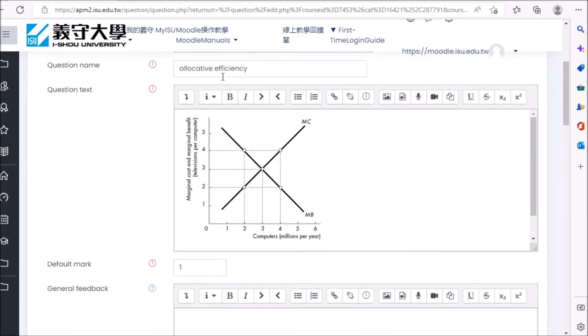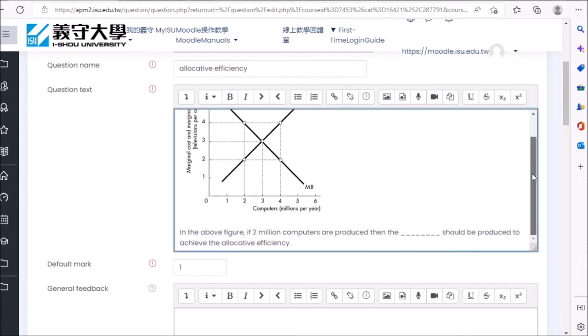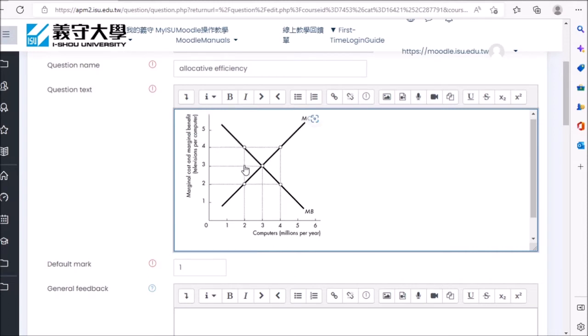Firstly, on allocative efficiency, we have producing computers over here, and the marginal benefit of each additional computer declines as we have more and more computers, and the marginal cost of each additional computer rises as we have more computers. If we produce 2 million computers, the marginal benefit of an additional computer is still greater than the marginal cost of an additional computer.